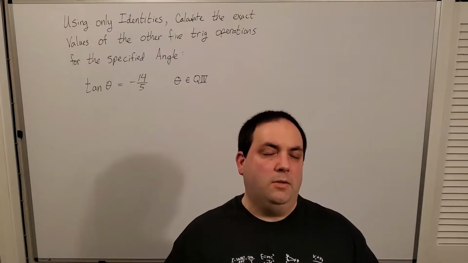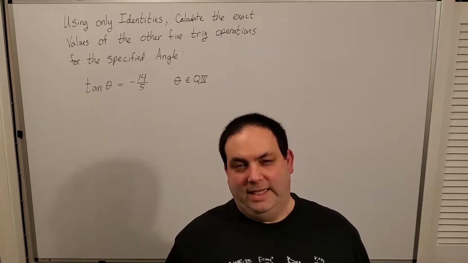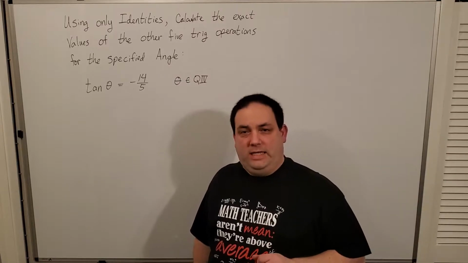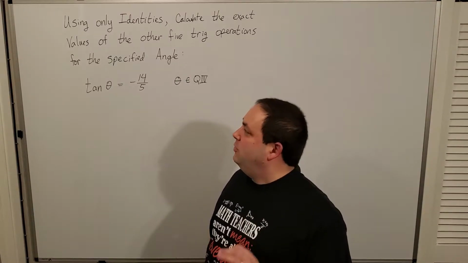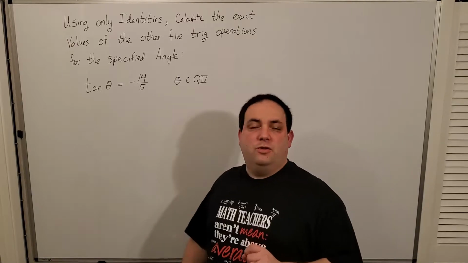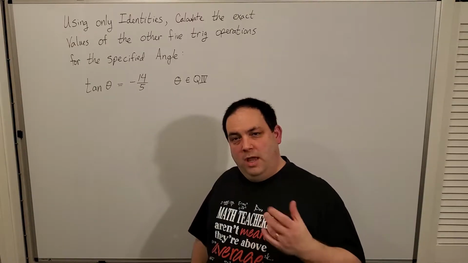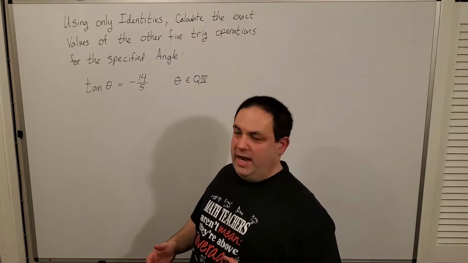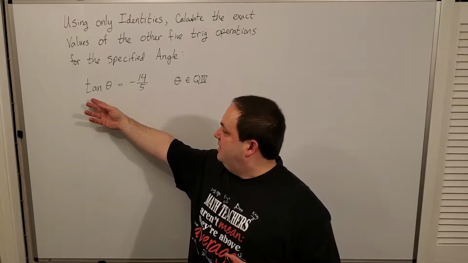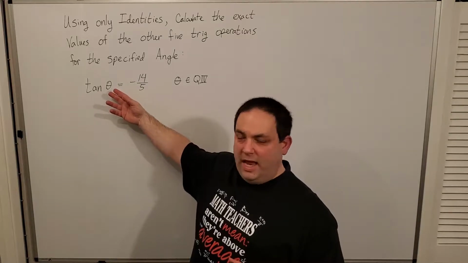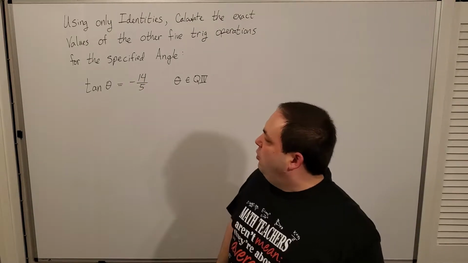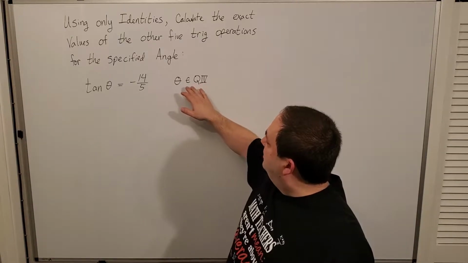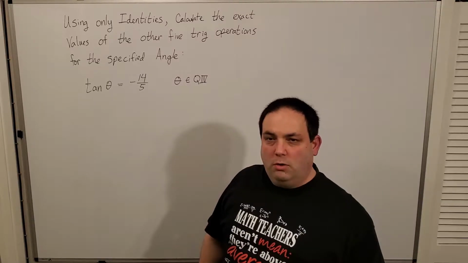So let's begin with a problem dealing with identities. Using only the identities, the basic identities, calculate the other 5 values for some specified angle. And usually when we say specified angle, it's because you're given some sort of information about that angle. So notice here it says tangent of theta, theta being the angle, is equal to negative 14/5. And theta exists in quadrant 4.